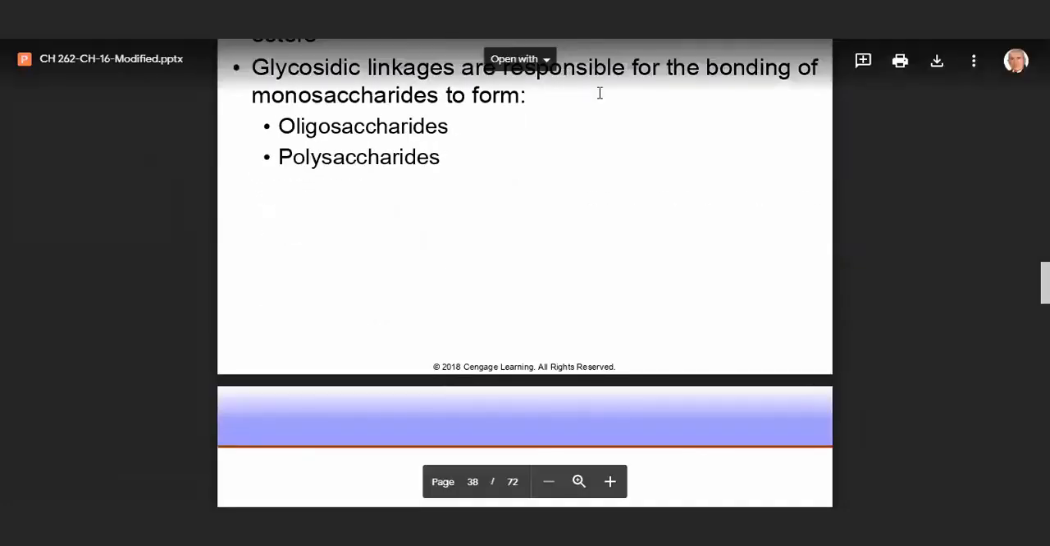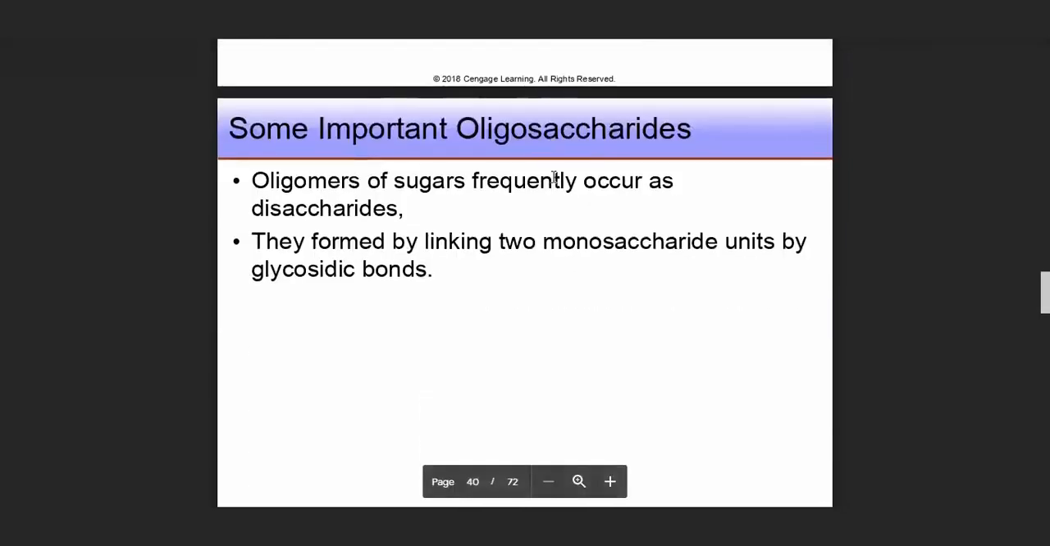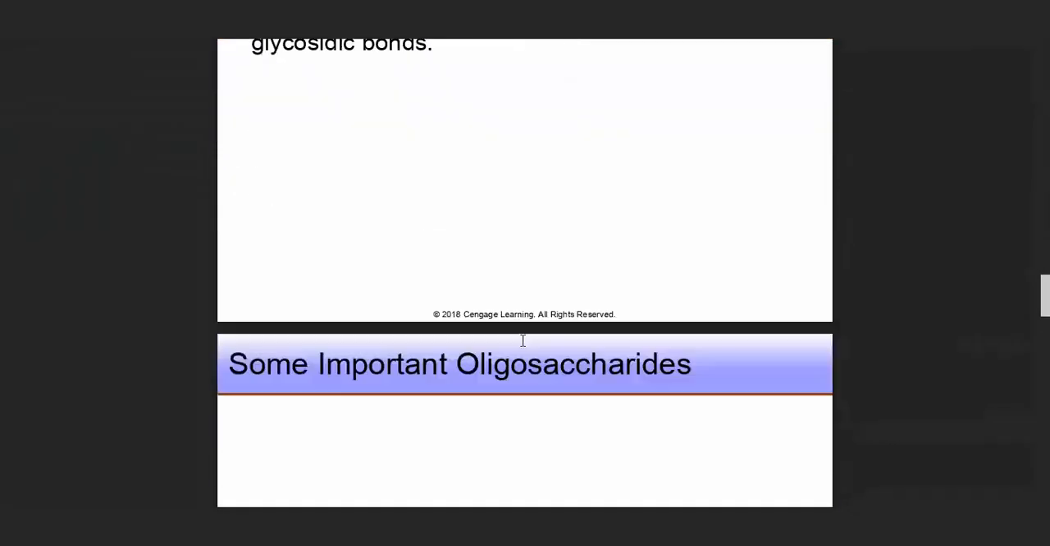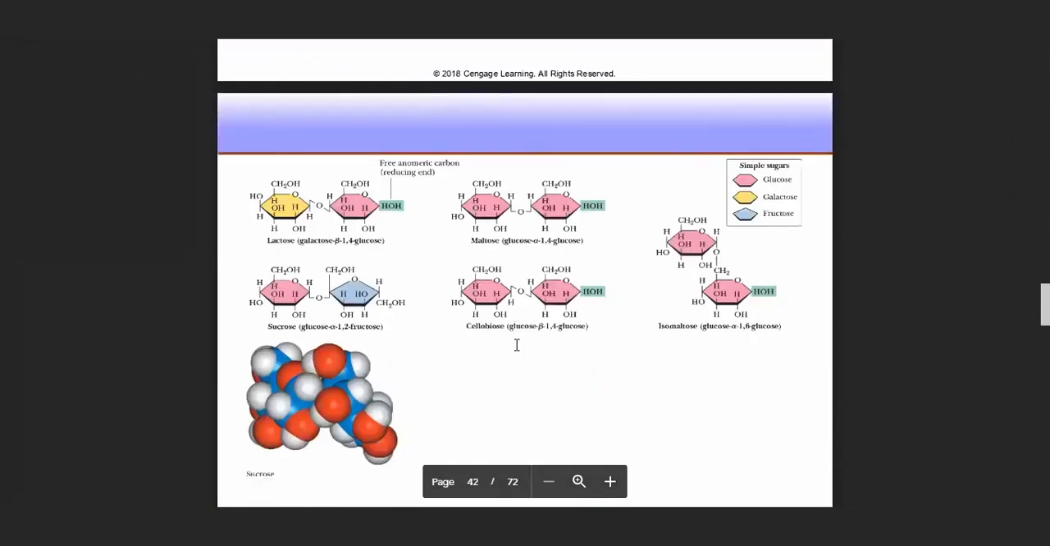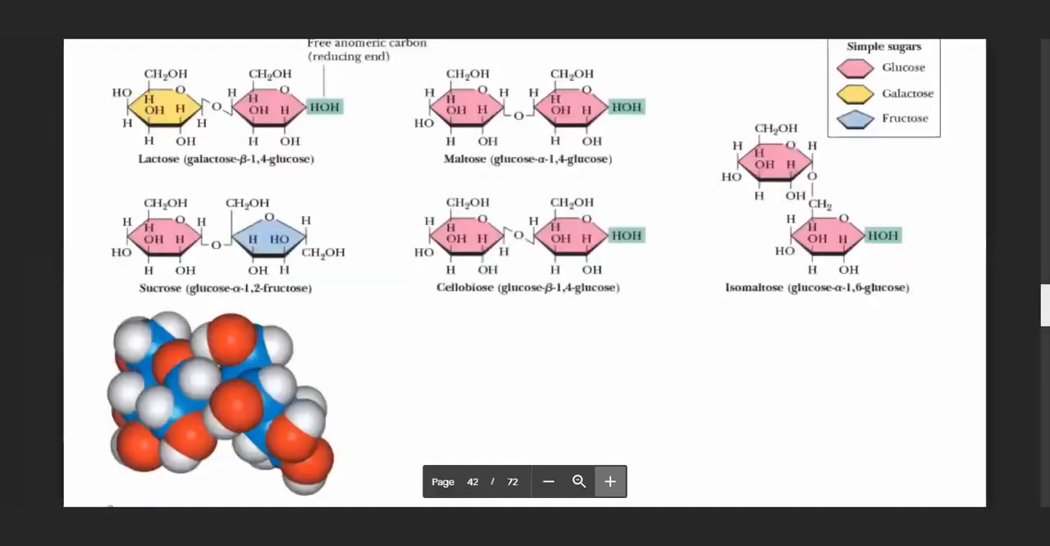Now, some important oligosaccharides, as we will see. Oligomers of sugars frequently occur as disaccharides. They form by linking two monosaccharide units by glycosidic bonds. And here this figure shows us the structures of several important disaccharides.